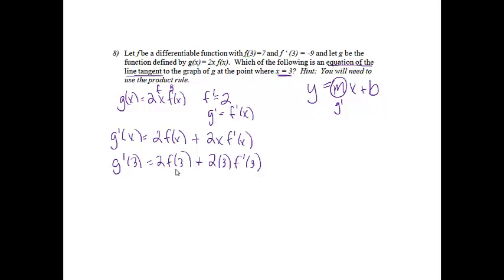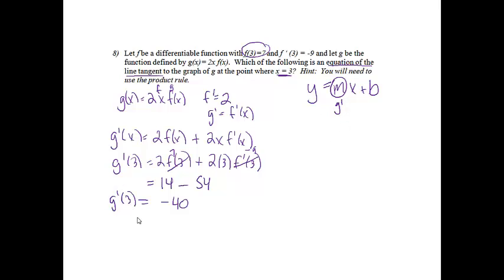Okay, and I do notice this. It does help me out because they told me what f of 3 is. F of 3 is equal to 7. And f prime of 3, they told me, was equal to negative 9. So this is going to be 14 minus 54. And then 14 minus 54 is negative 40. So g prime of 3 is negative 40.